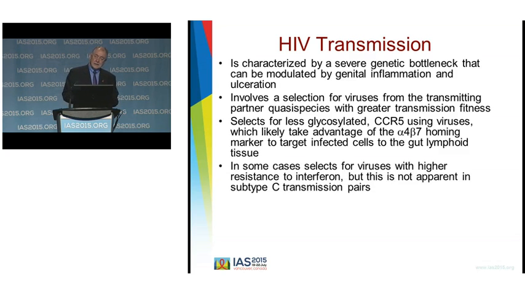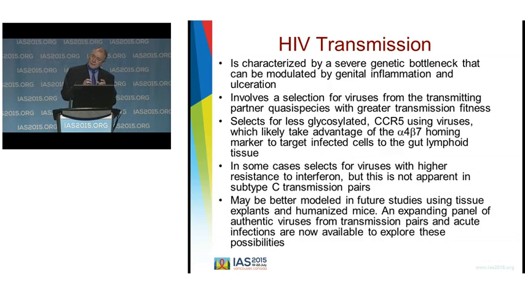In some cases, it selects for viruses with higher resistance to interferon, and that certainly seems to be the case for subtype C, but it's not apparent in the subtype C pairs that we've looked at, and certainly it was similar to what was reported by the Chauhan group. But it may be that this is dependent on the state of the transmitting partner at the time of transmission. I will say, though, that we now have the tools, and it may be that we will be able to model transmission better in future studies using tissue explants and humanized mice. This expanding panel of authentic viruses from transmission pairs and acute infections that are now available will allow us to explore these possibilities.